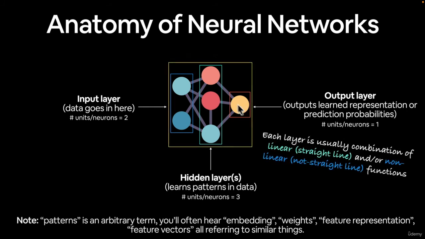Now, if we talk about the overall architecture, which is describing all of the layers combined. So when you hear neural network architecture, it talks about the input, the hidden layers, which may be more than 1, and the output layer. So that's the terminology for overall architecture. Now, I say patterns is an arbitrary term. You can hear embedding. Embedding might come from hidden layers. Weights, feature representation, feature vectors, all referring to similar things. So again, how do we turn our data into some numerical form, build a neural network to figure out patterns to output some desired output that we want?